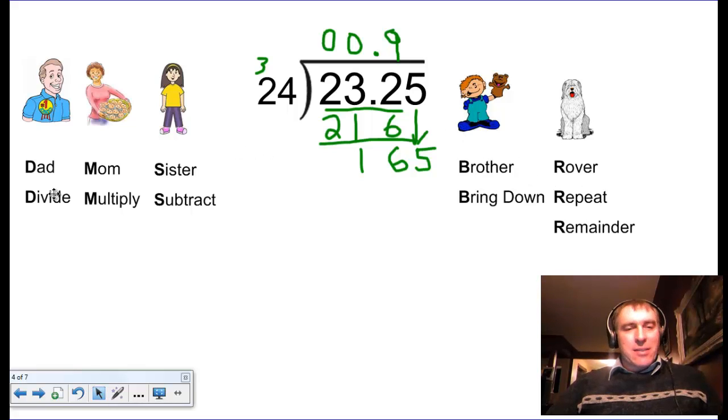So Dad tells us to divide. And so we ask ourselves, how many 24s would be in 165? Well, 24 is near 25, and 25 is a quarter. We know that there are 4 quarters in a dollar, so that would mean that there's probably 6 25s in 165. So let's give that a try.